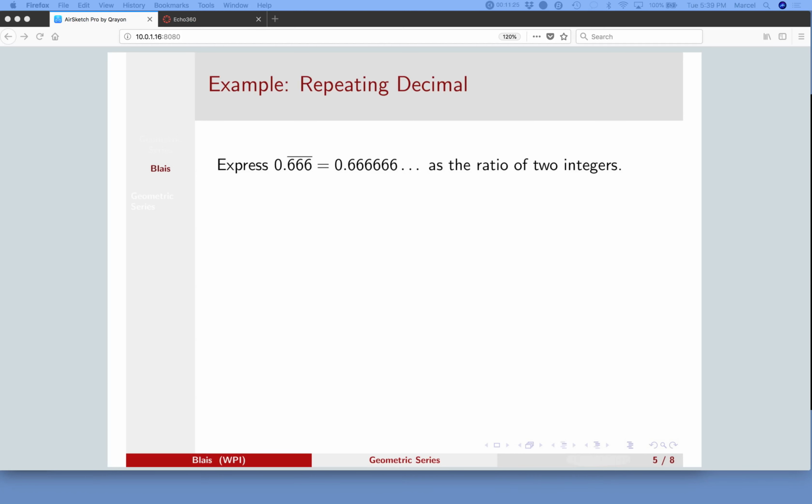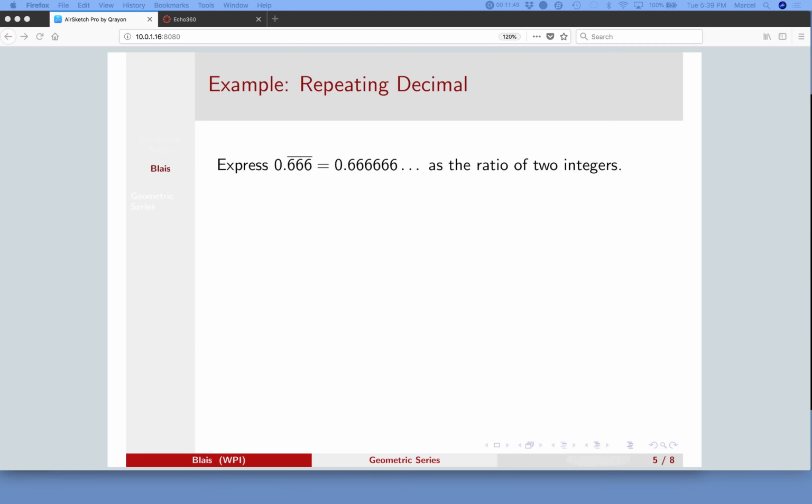If it was 0.789, you know that that's 789 over 1,000. But what about the case where you have a repeating pattern in the decimal? How do we write that as the ratio of two integers? Now, we pick one here that we all know the answer. We all know that this is going to be equal to 2/3. But how do you actually derive that?